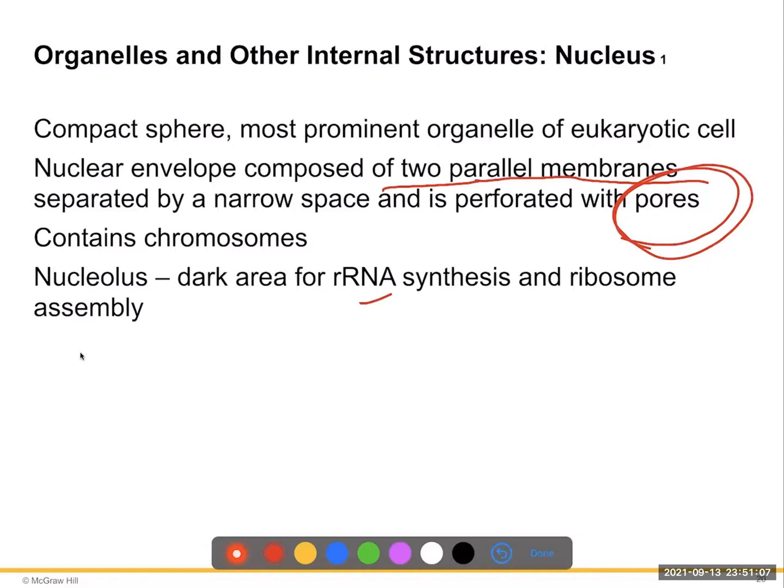Nucleolus is a dark area inside the nucleus. Okay, it's where ribosomal RNA synthesis occurs and ribosomes are assembled. The large subunit, the small subunit. Remember that little staple action that it does? That's where they're made.